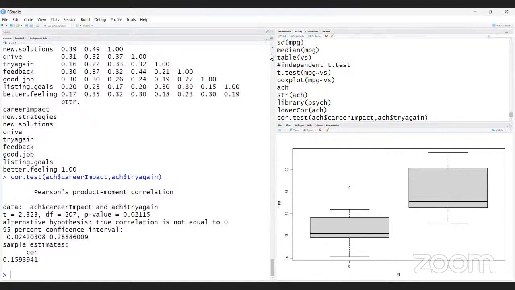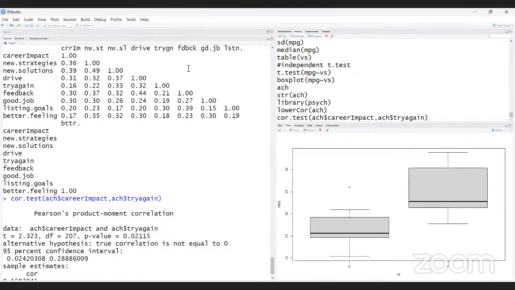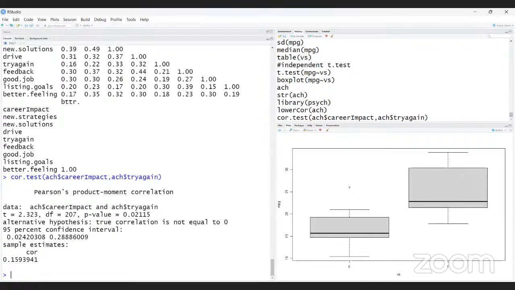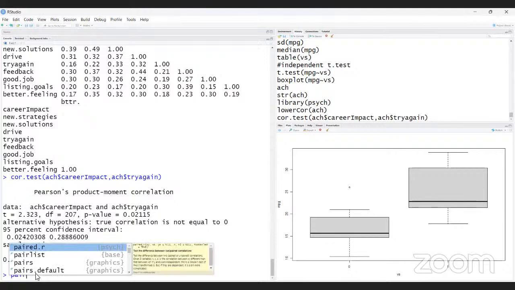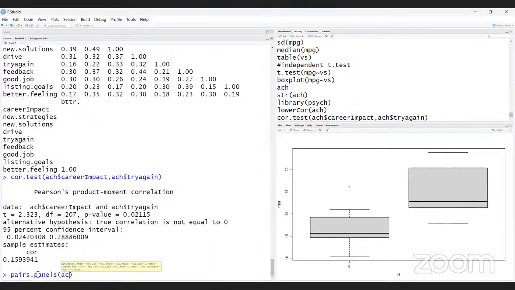And since all the items are correlated with each other, therefore we can assume a very good distribution. How can we get it? Scatter plot. pairs.panels, bracket ACH.